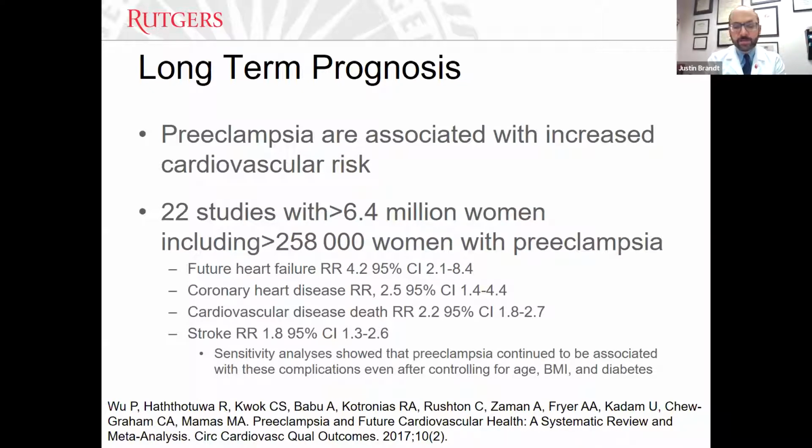In a systematic review and meta-analysis that included 22 studies with over 6.4 million women and more than 250,000 women with preeclampsia, the risk for future cardiovascular disease was substantially increased among women who had preeclampsia. The risk of future heart failure, coronary heart disease, cardiovascular disease death, and stroke were all substantially increased in the future, again, for women with preeclampsia in pregnancy. And in sensitivity analysis that controlled for age and BMI, preeclampsia was still associated with increased risk for these complications in the future.